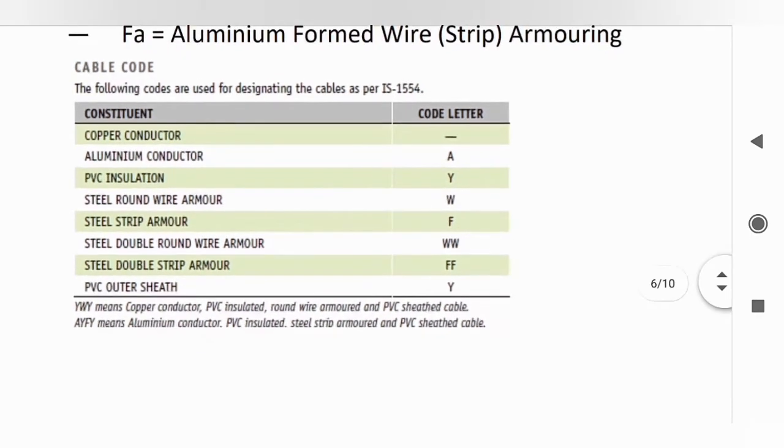So in summary, we can see that if it is a copper conductor, then there is no code designation letter. Then aluminum is A, PVC insulation is Y, steel round wire armor is W, steel strip armor, I call it flat strip, is F. Similarly, for double it's WW and double F, and if it is a PVC outer sheath, then it's Y. If it is XLPE, then it can be 2X.